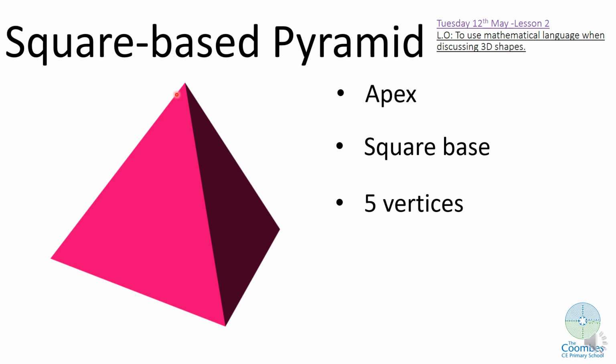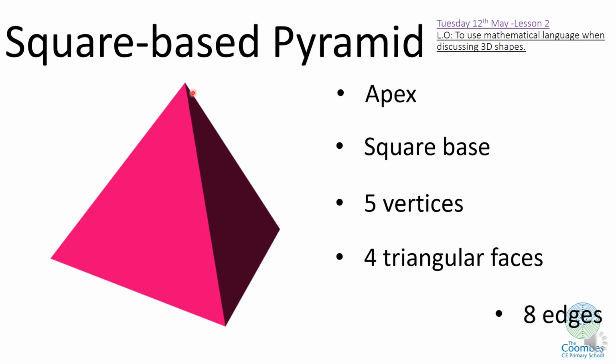A square-based pyramid also has 5 vertices. So 1, 2, 3, 4, and 1 at the back that we cannot see. And a square-based pyramid also has 4 triangular faces. So these are the faces that come up from the base to come together at the top to make the apex. And where all the faces join together, the square-based pyramid has 8 edges. So these lines here, these are 8 edges.